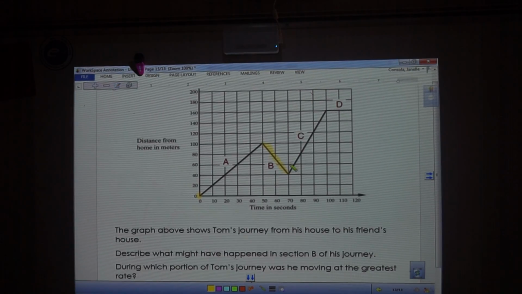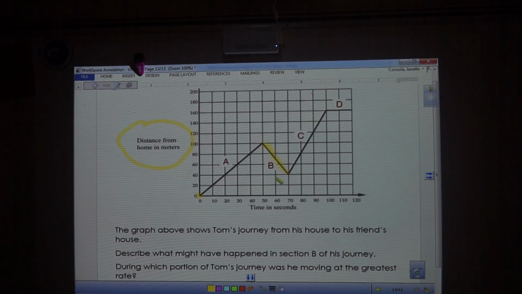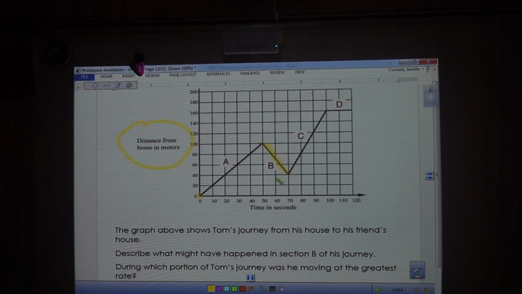Because notice, again, this is distance from home in meters. So he got 100 meters away from his house and he turned back towards his house for some reason. Okay? Again, there can be multiple answers in that situation. During which portion of Tom's journey was he moving at the greatest rate? So basically, when did he have the greatest rate of change?